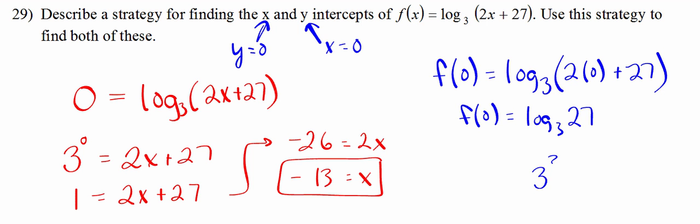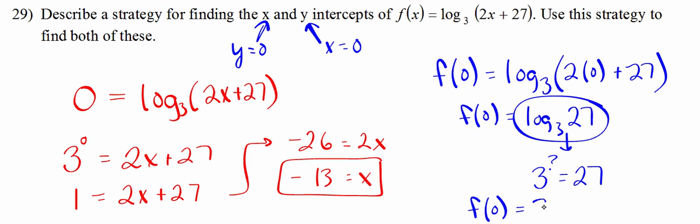3 to what power is 27? That's what this thing is asking. What power do I have to raise 3 to get 27? Hopefully you're realizing that that's just 3. 3 times 3 is 9, times 3 is 27. That's 3 3's. So the y-intercept should be 3 for this one.